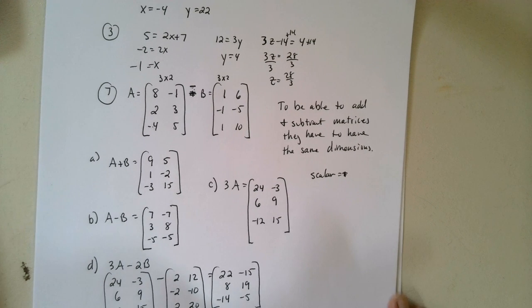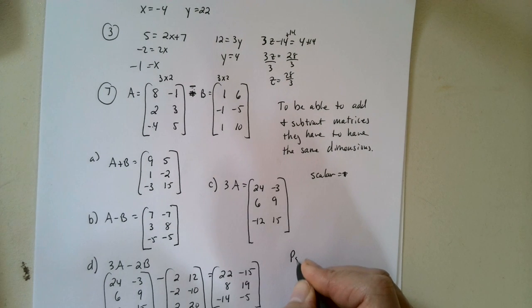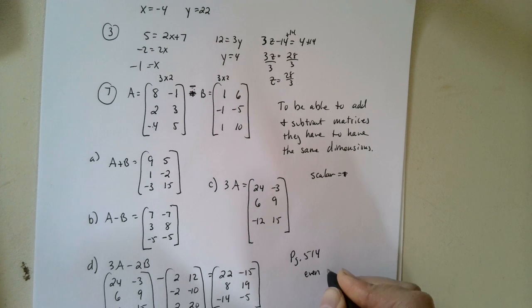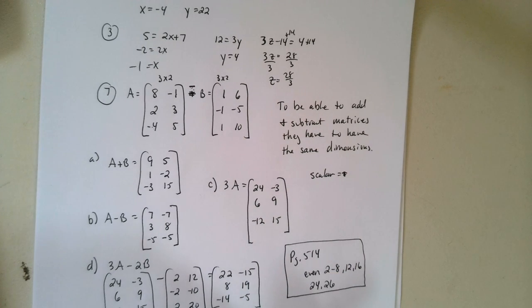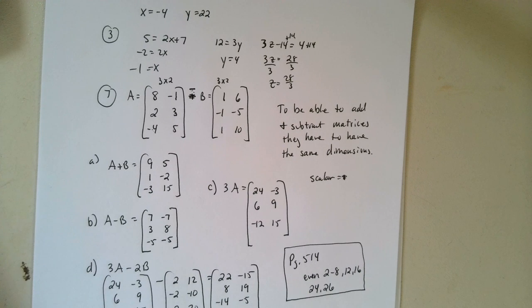All right. Your work for today is on page 514, and I want you to do the even 2 through 8, number 12, number 16, 24, and 26. Tomorrow we'll talk about how to multiply the matrices together.